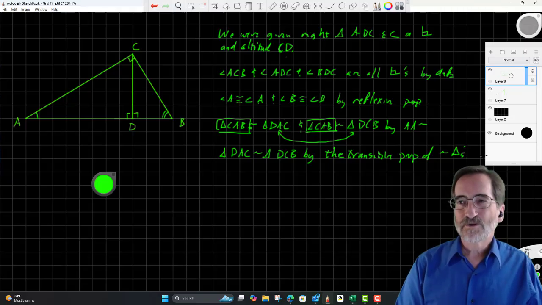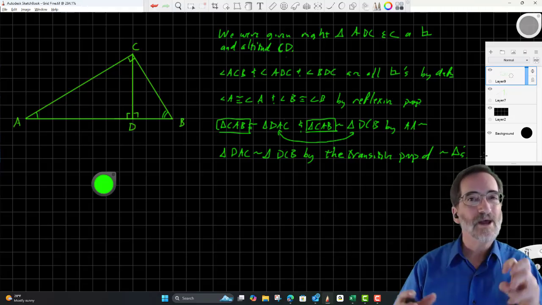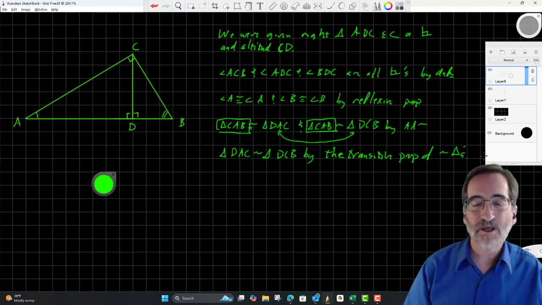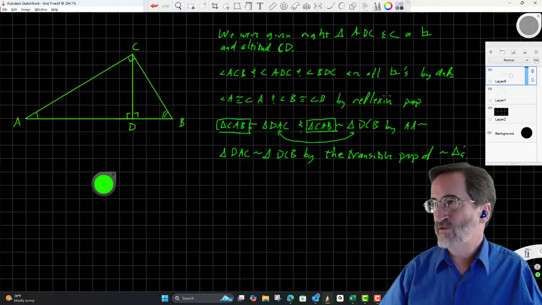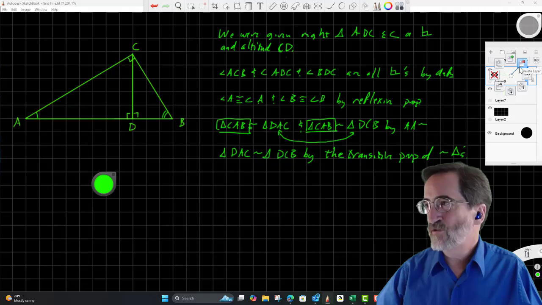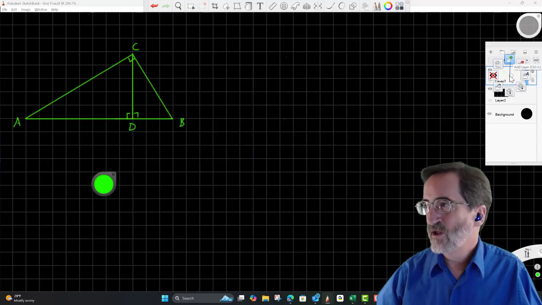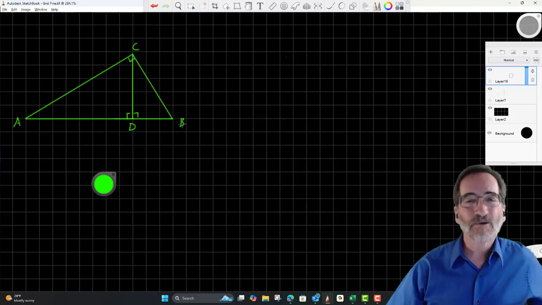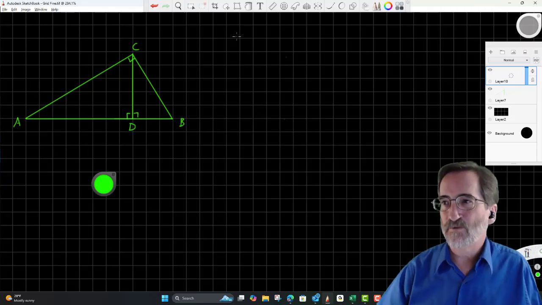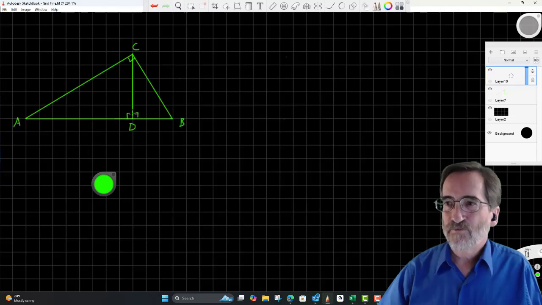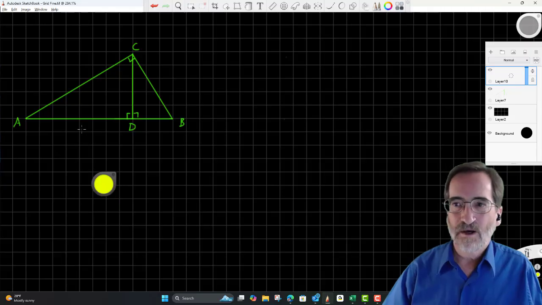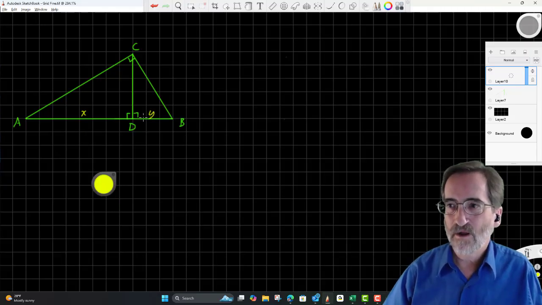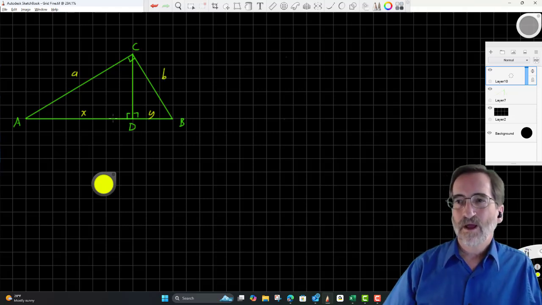Okay, so that proves the relationship we found, that we have three similar triangles. Now the trick, as I said before, is keeping them straight. Now for the proof of the Pythagorean theorem. If the triangles are similar, then the ratio of their sides are similar, right? So let's label some things. X, Y, A, B. Okay? And here we go.